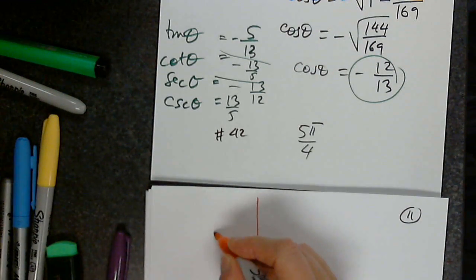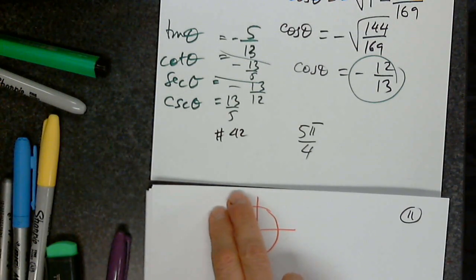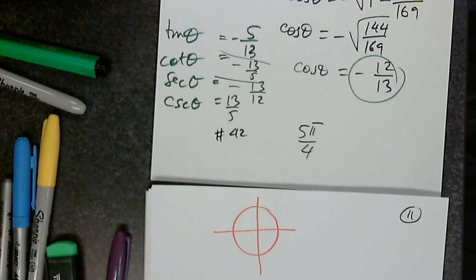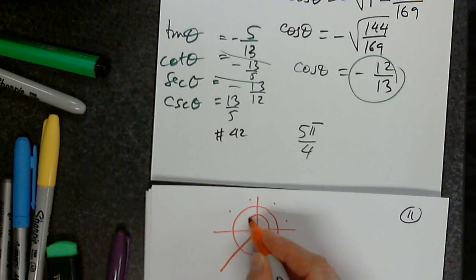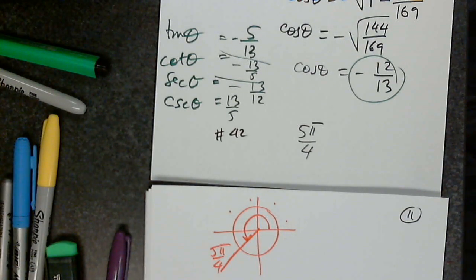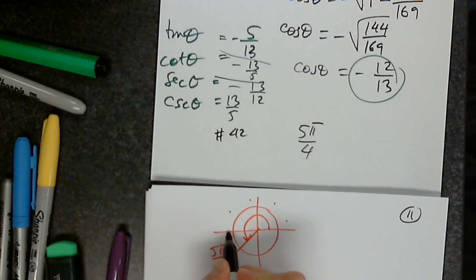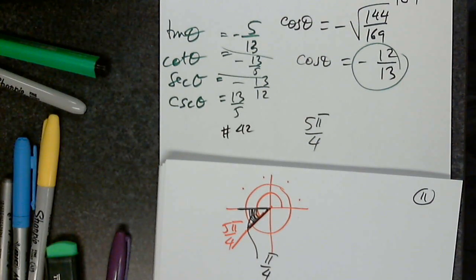Okay, so I'm going to graph, and I know there are 2 pi over 4, 2 pi over 4, 2 pi over 4, 2 pi over 4. 5 pi over 4 is half of pi over 2. So 1, 2, 3, 4, 5. 5 pi over 4. Can anyone give us the reference angle, which must be the acute angle between the x-axis and the terminal side? Can anyone give us the reference angle? Yes. The reference angle is pi over 4.